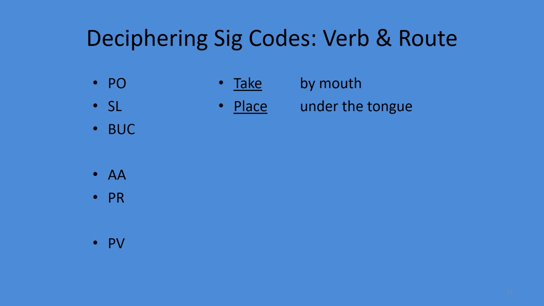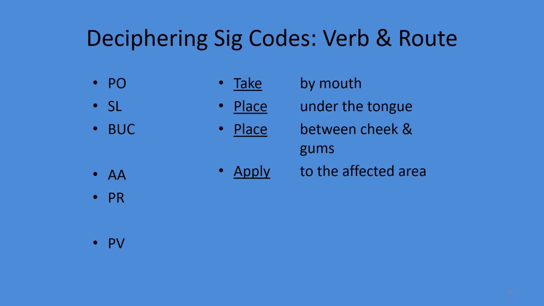BUC stands for buccal, and that is the pocket between your cheek and gums, just like nicotine gum would work. You chew the gum, place it between the cheek and gums, and the drug will absorb into your bloodstream. So the verb here is place, similar to SL. Again, if you tell them to take it, they may swallow it, and that would be an inappropriate route. Next, we have AA. AA specifies the affected area, and most of the time, it's topical, like skin infection. We'll apply a cream or an ointment.